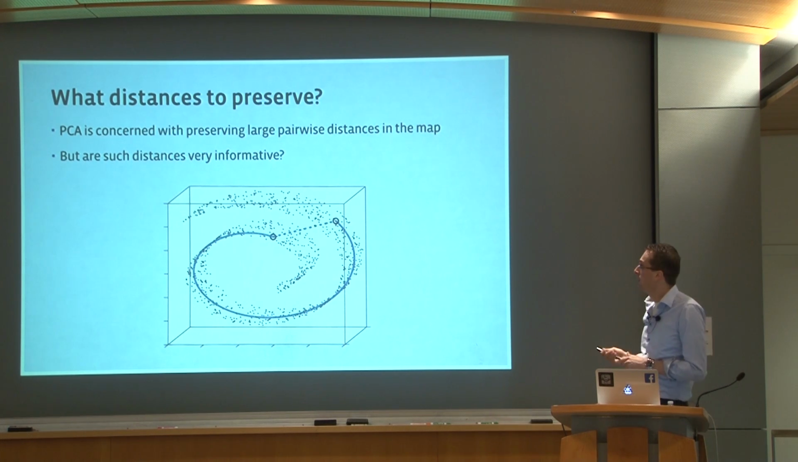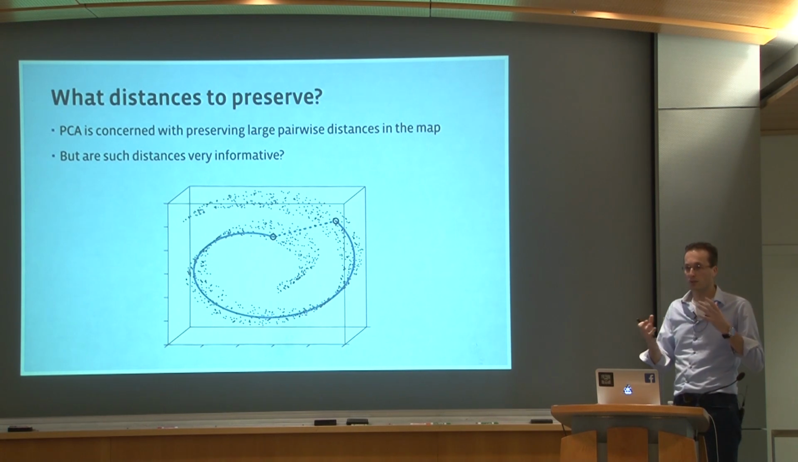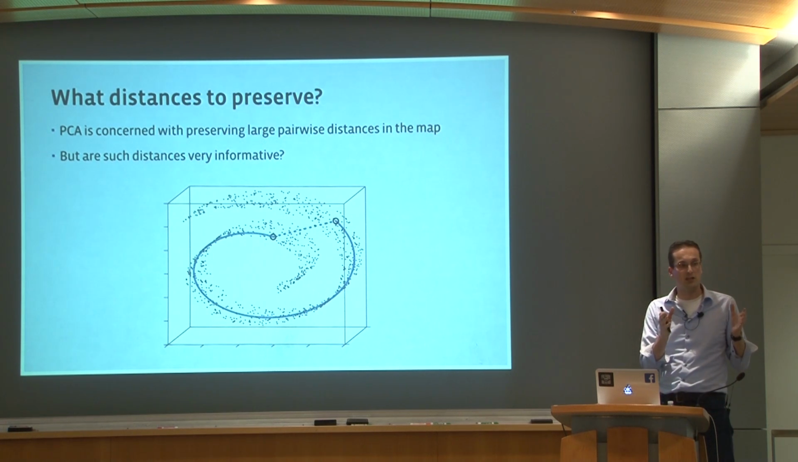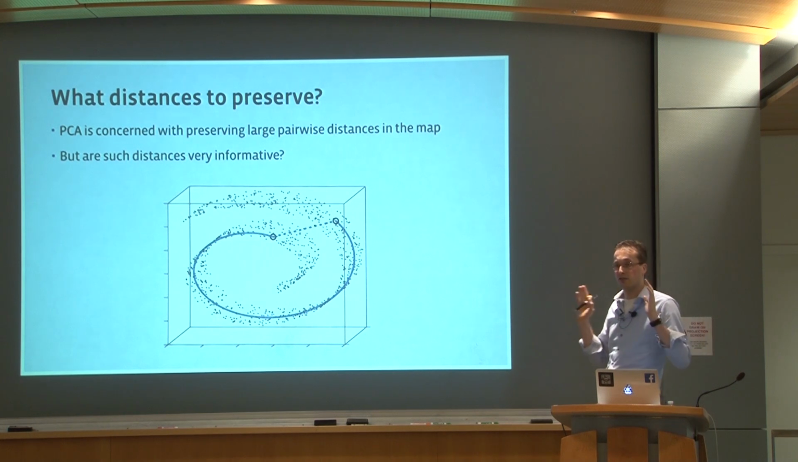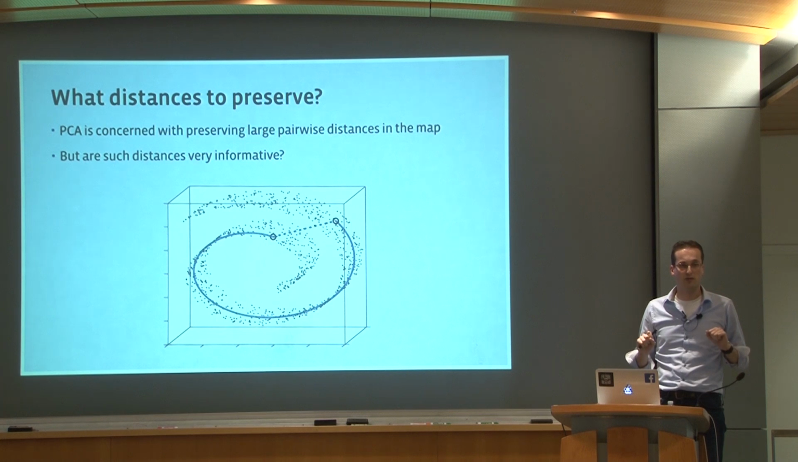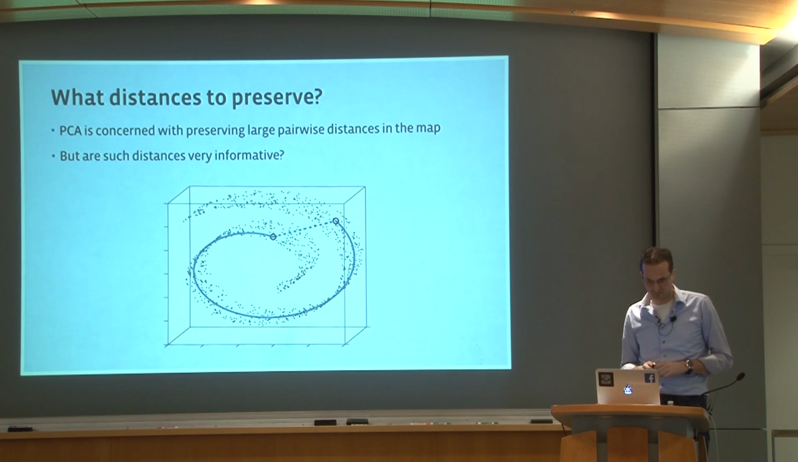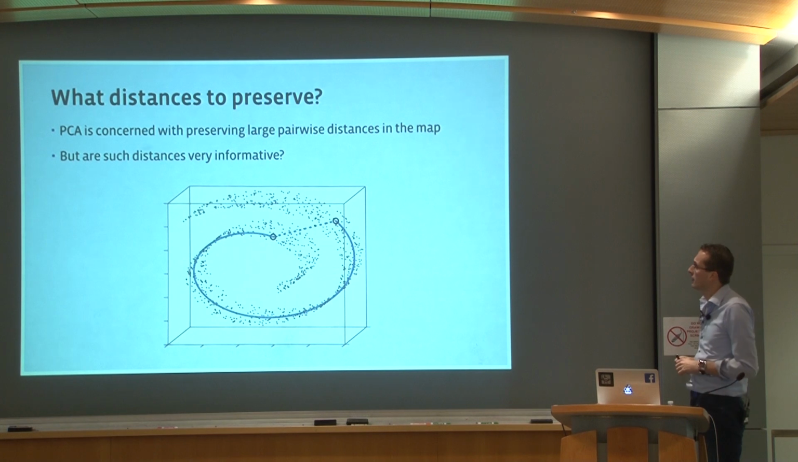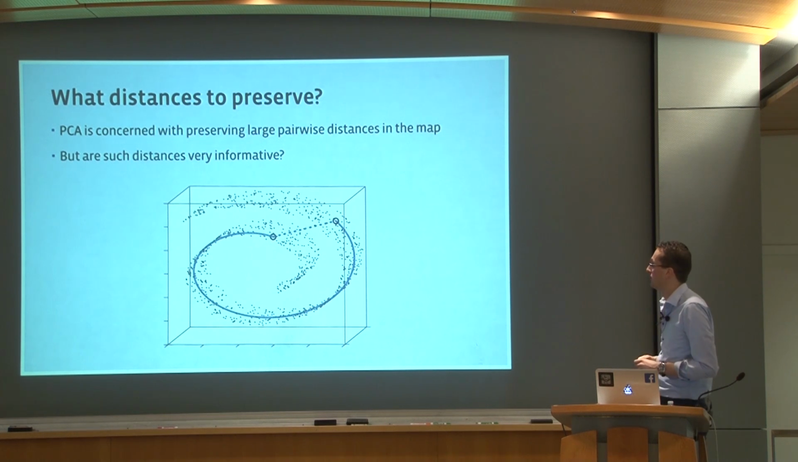And the other one is that PCA makes a choice in terms of which distances to preserve, which is it says, I want to make sure that things that are dissimilar in the original data are dissimilar in my two-dimensional data. Things that are far apart need to remain far apart. That's this maximizing variance idea. And now the question you can ask is, if my data is somehow a bit more complex, are large distances actually informative?